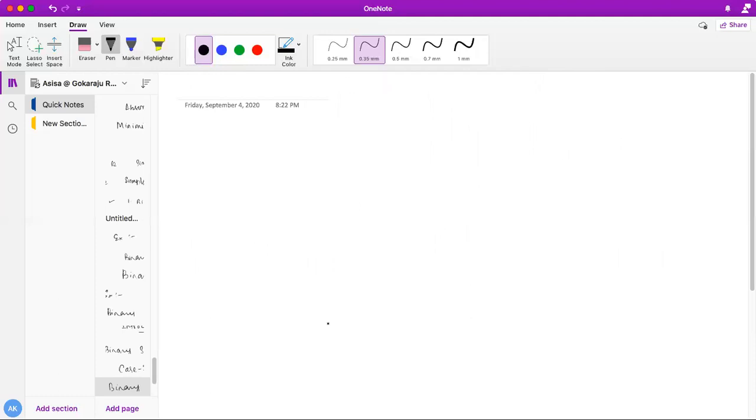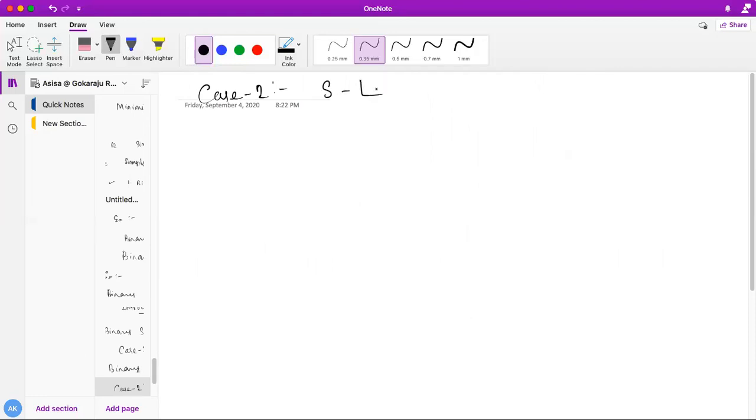Then case 2 is very simple. Again, it's about how to subtract a larger number from a smaller number. So I'll take a similar kind of example over here. Let's say I'm going to subtract a larger number from a smaller number. What I have to do here, let's say I'm going to subtract 54 minus 72.